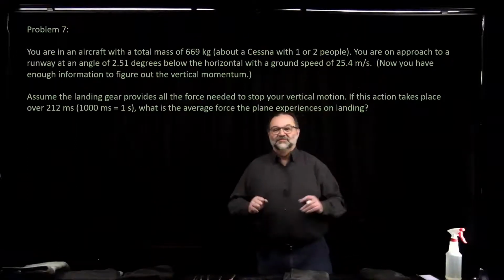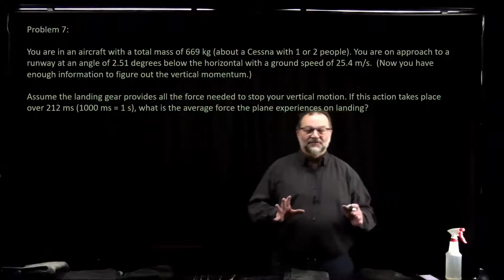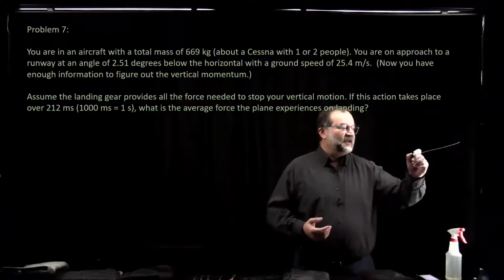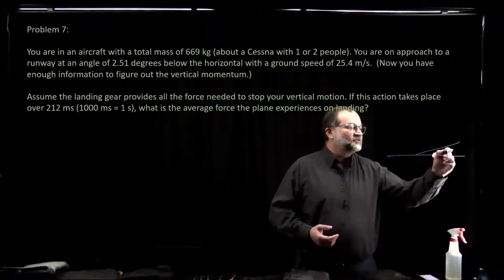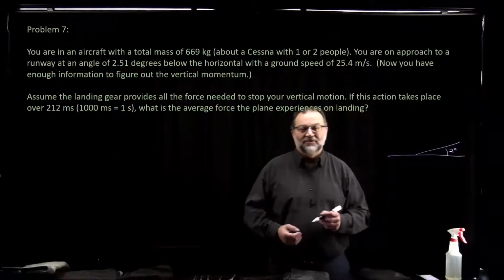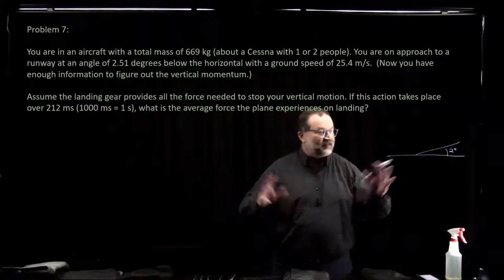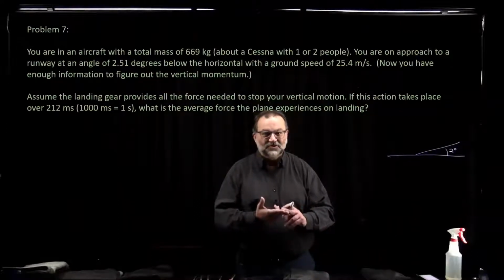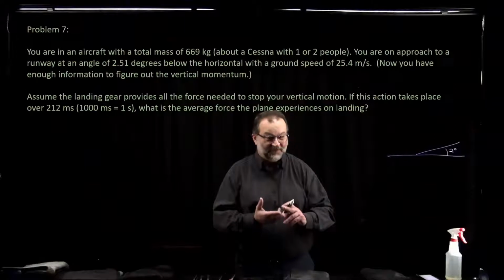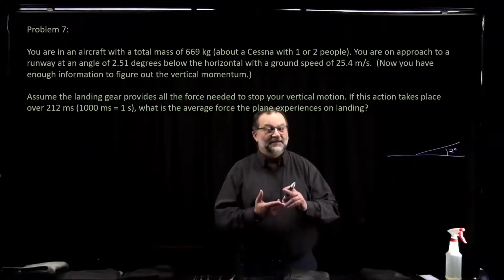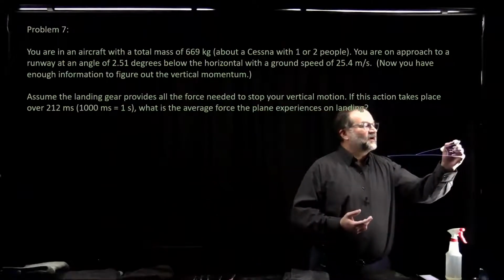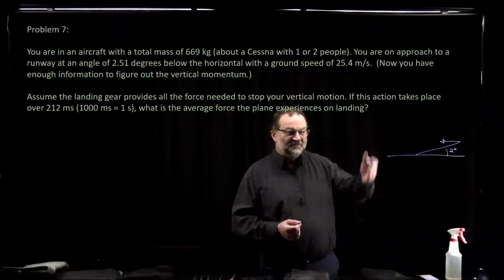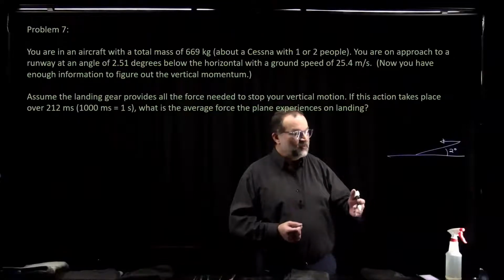All right, in problem 7, we have an aircraft that's coming in for a landing. It's on approach at a nice angle of just 2 degrees or so. And we've got the mass of the aircraft. We have its velocity. We know its ground speed. Now that's not the velocity of the airplane, that's its ground speed. So we know its velocity in this direction, its x velocity, but we don't know its vertical velocity yet. So we've got to figure that out.